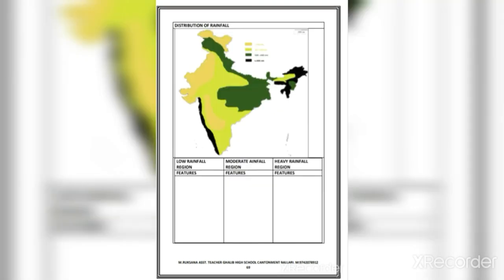Last one, distribution of rainfall. In this, the low rainfall region and their features you have to write down in the box. Moderate annual rainfall region and their features. Heavy rainfall region and their features.